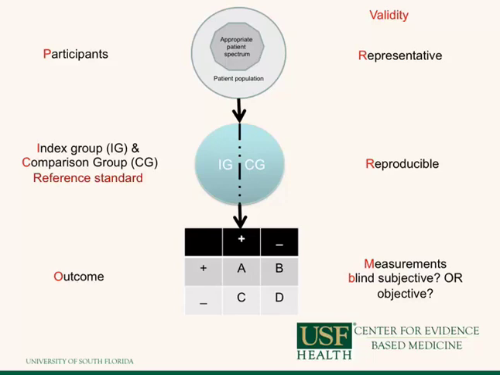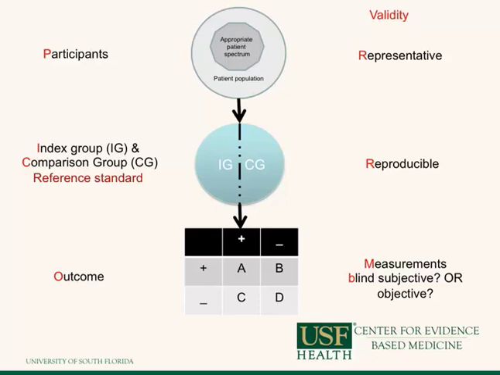So that's why I put the appropriate patient spectrum. Same patient gets the index test and the comparison test. Everyone should be confirmed with a reference standard. And most important, whenever you are doing these tests, reproducible means that anytime there is subjectivity, where people are interpreting the results, let's say it's not a machine, which can be reproduced, hopefully it is blinded, and hopefully you can repeat it.